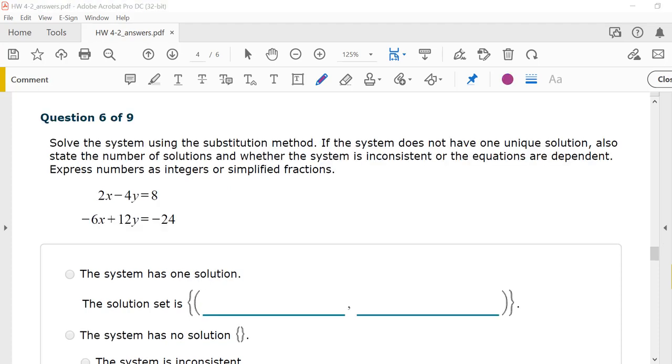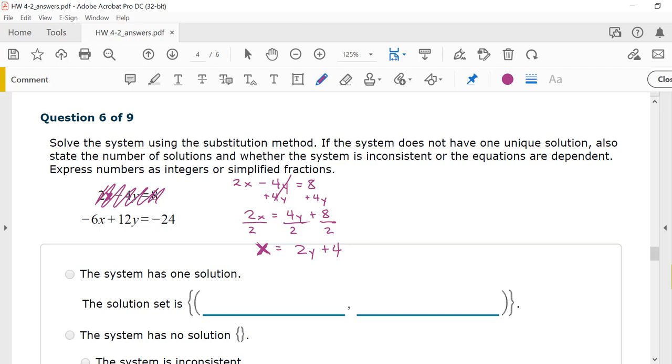Number 6, solve the system using the substitution method. Let's solve the first equation for x. If I start with 2x minus 4y equals 8, I need to add 4y to both sides. So 2x equals 4y plus 8. Then I need to divide by 2. So I get x equals 2y plus 4. That's what x is. I'm going to get rid of this equation.